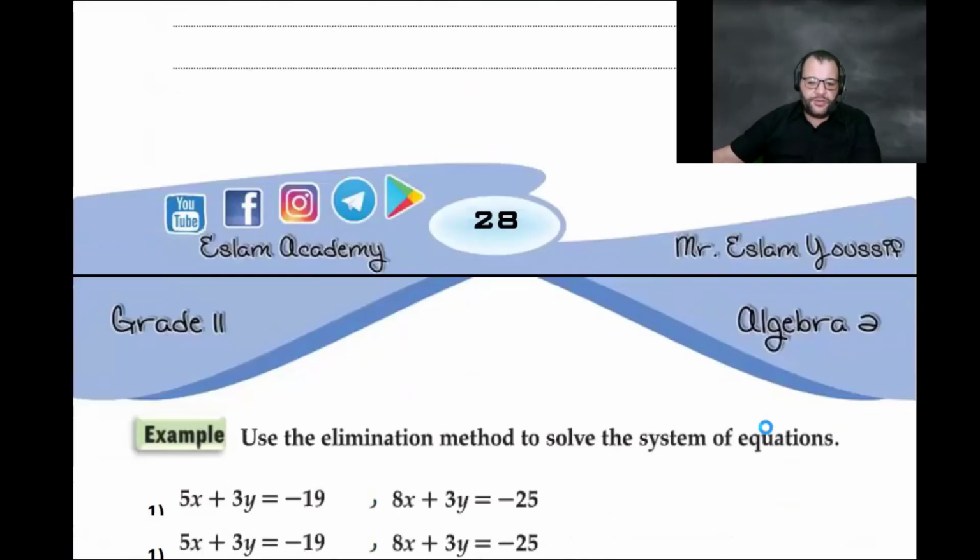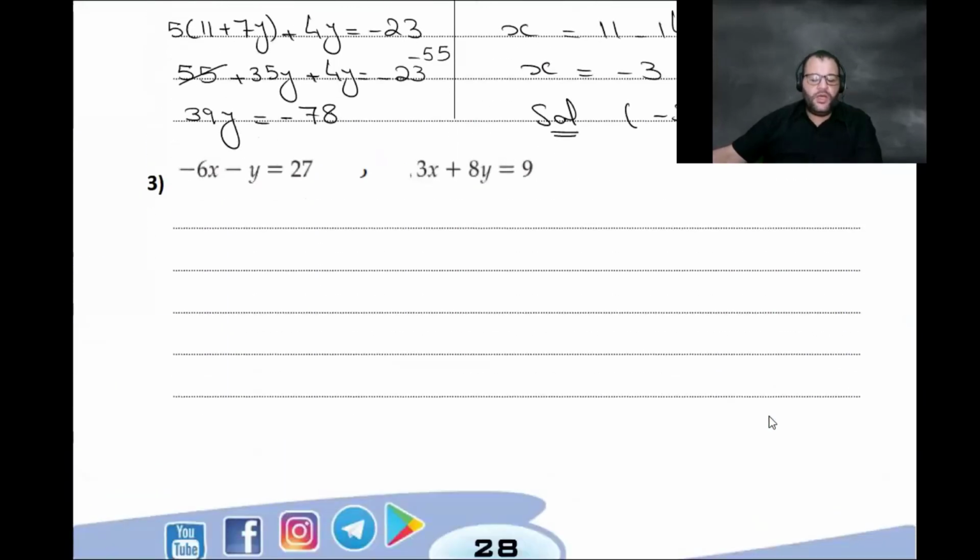Again, for number 3, how can we solve number 3? Can you solve number 3 and send it to me?